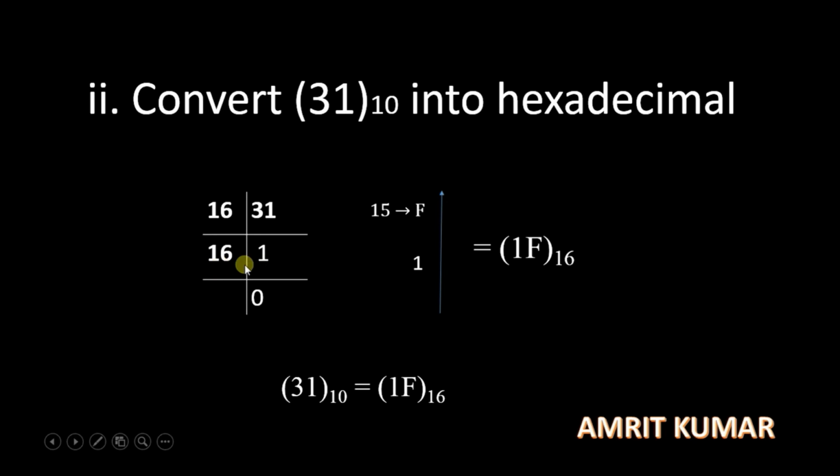Again, we are unable to divide the 1 with 16, so we write it as our remainder here. After dividing with 16, the base of a hexadecimal number, we have to follow a rule that says you follow the bottom to top approach. Therefore I will write 1 first, then 15 as capital F. You follow the bottom to top approach to get the correct output, that is 1F whole base 16.